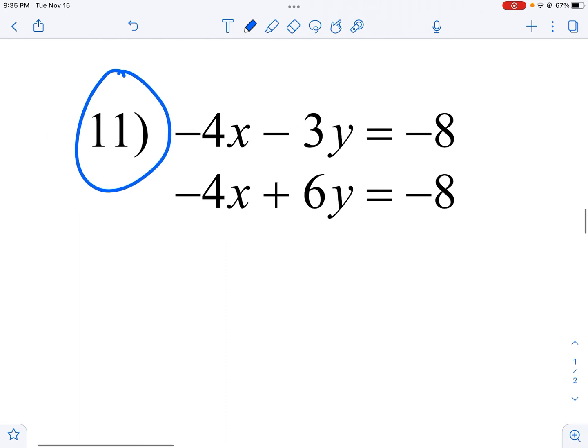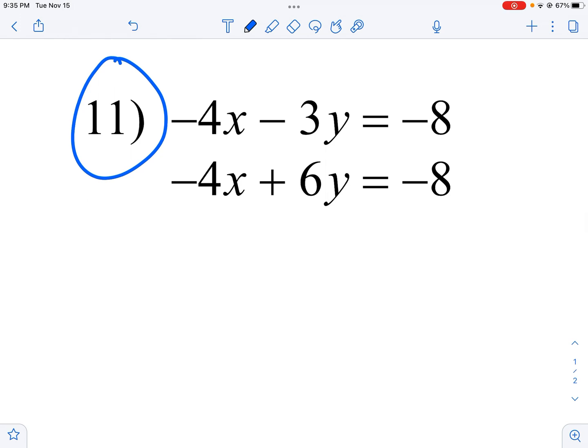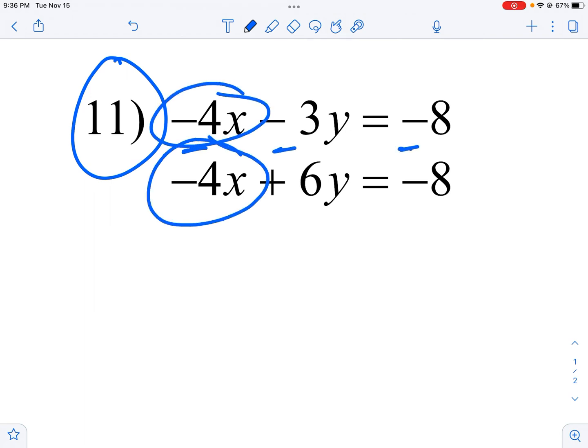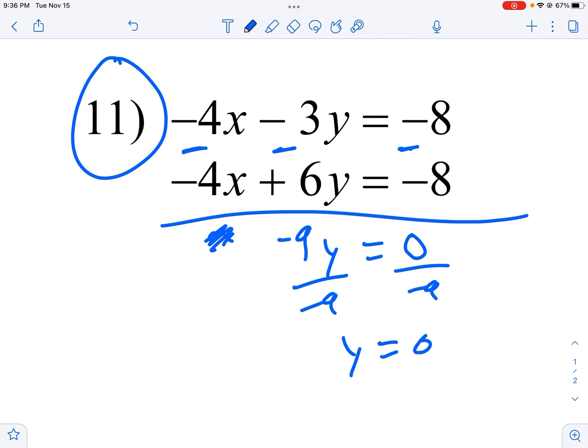I want to show one more little example here. Look at 11, and again, think about what you would do to eliminate. Would you add? Would you subtract? Think about it. Hopefully you figured out that you want to subtract again here. Negative 4x minus negative 4x will give you 0x. So we'll get 0x. And then negative 3y minus 6y is going to give you a negative 9y. And then negative 8 minus negative 8 gives you 0. This one, 0 showed up again, but don't panic. You can divide by negative 9 here, and you get that y is 0.